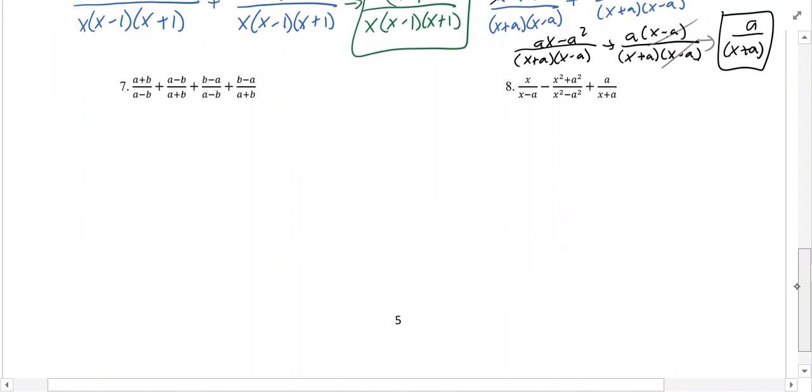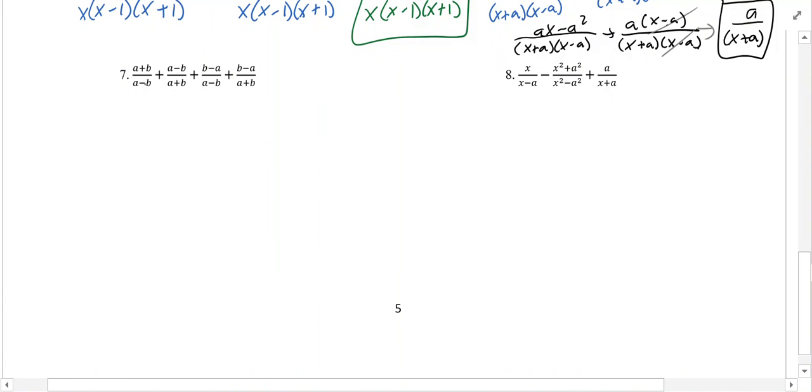Okay, so when you have something like number 7, what you want to do is look and see if they have common denominators so that you can regroup it. This first term and this third term both have the same denominator. Same thing with a plus b and a plus b. So I'm going to move them over and reorder this. So I have a plus b over a minus b plus, and then I'm going to put the one with the common denominator next to it, b minus a over a minus b.